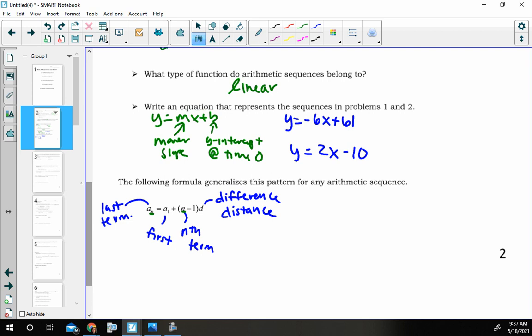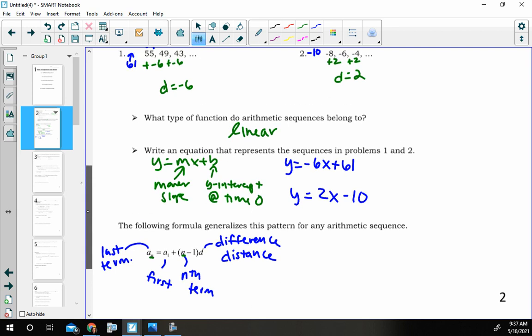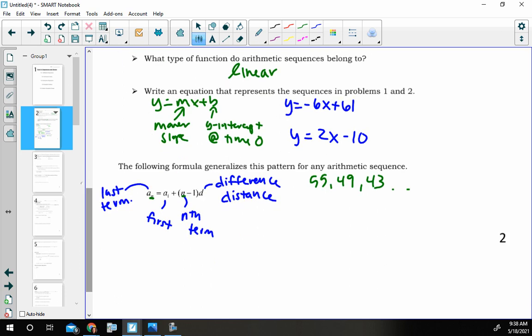So if I have a sub 6, that 6 will fill in for the n as well. That will find me my 6th term. So if I actually take this pattern up here, this 55, 49, 43, okay, I can actually find it. So my a sub n, I'm going to keep general because I'm just finding a general equation right now. a sub 1 stands for my first term.